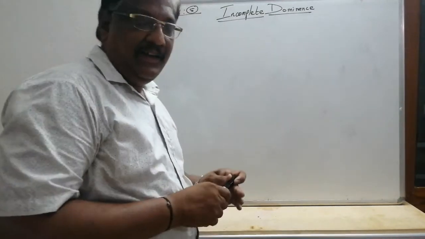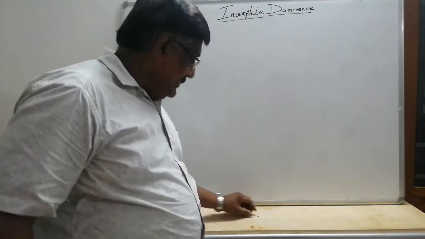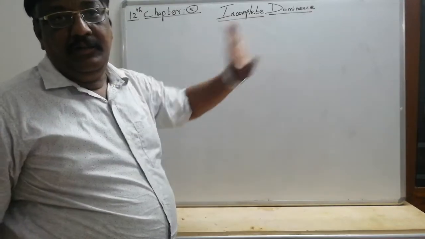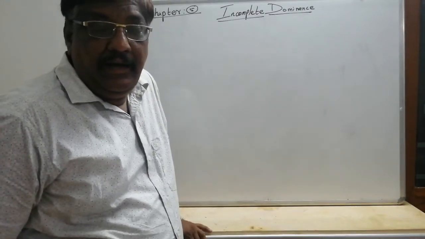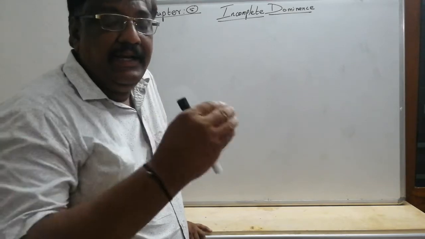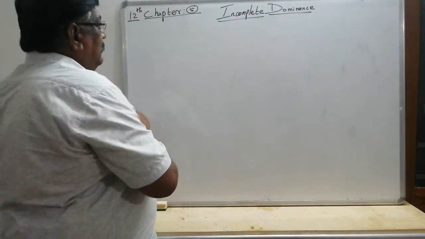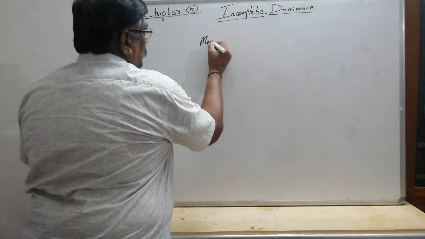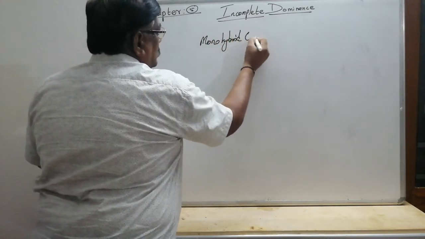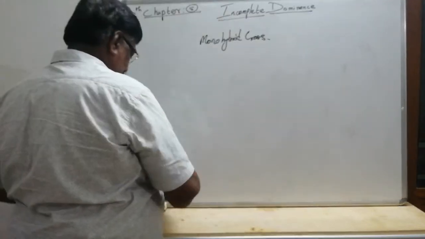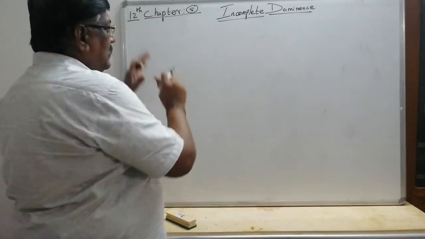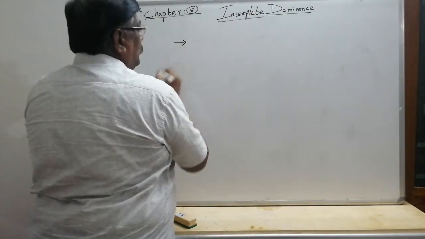Hello, good morning. Children, now we are going to see chapter 5, 12th standard, incomplete dominance. In the law of Mendelian inheritance, we have seen inheritance by one gene, which we call a mono-hybrid cross. It is already over, right? Based on this mono-hybrid cross, Mendel found out two things.